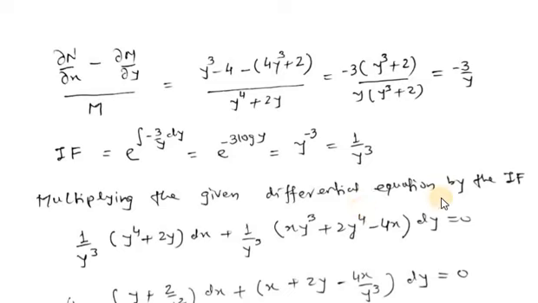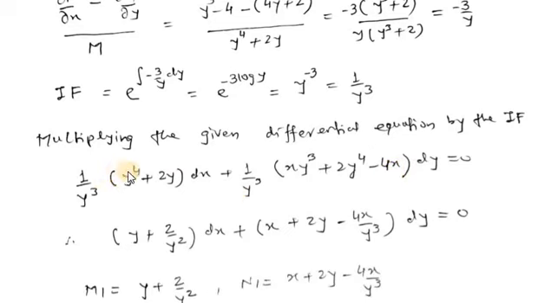Now multiplying the given differential equation by the integrating factor, so this is the given differential equation, and we have multiplied it by 1 upon y cube. So y raised to 4 by y cube gives y, plus 2y by y cube gives 2 by y square, x y cube by y cube gives x, plus 2y raised to 4 by y cube gives 2y, and finally minus 4x by y cube dy equals 0.